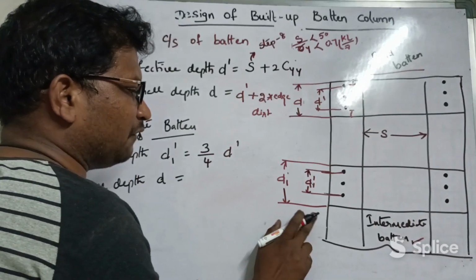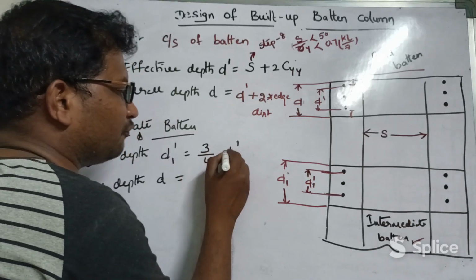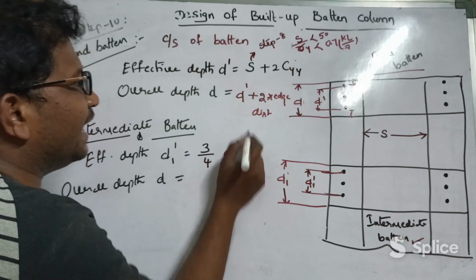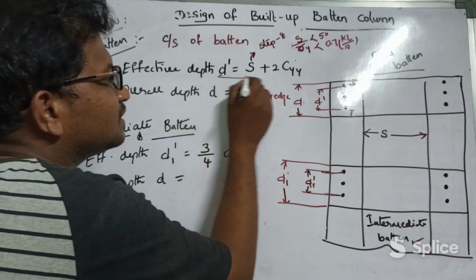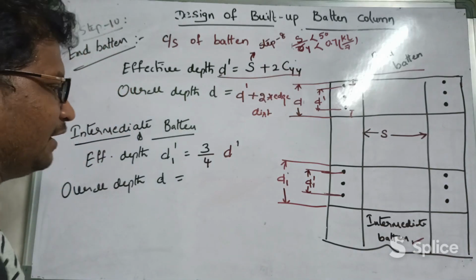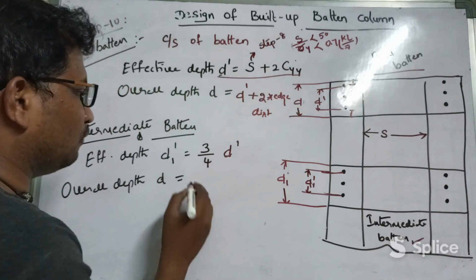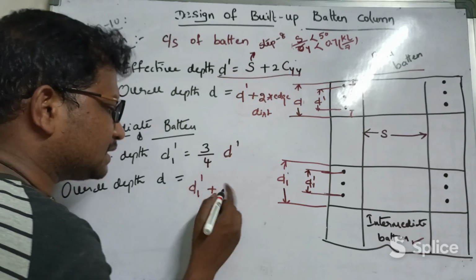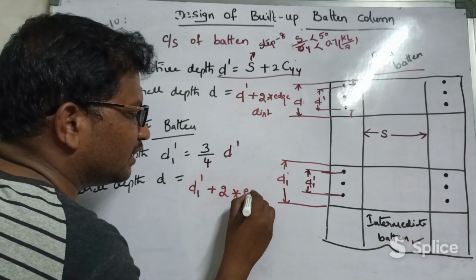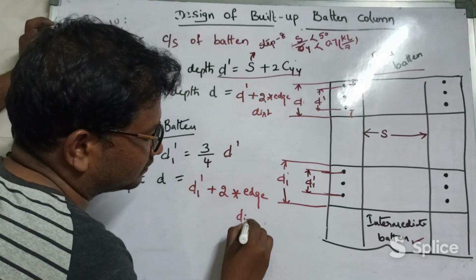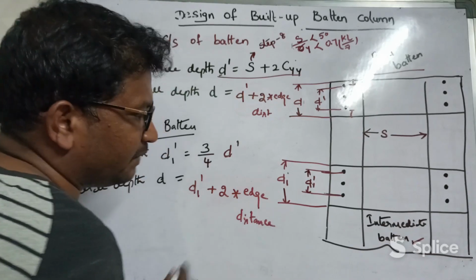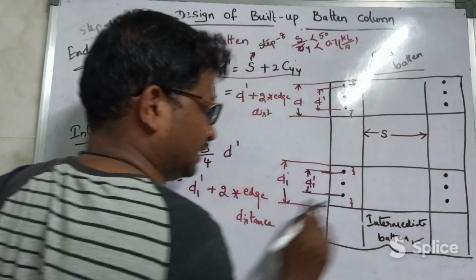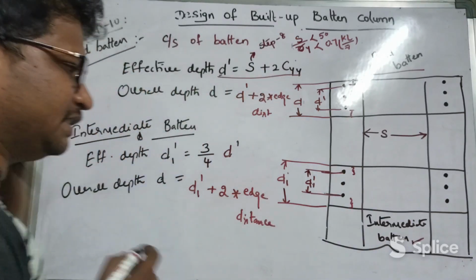Similarly, effective depth of intermediate batten is 3/4 of effective depth of end batten, 3/4 into D dash. 3/4 into D dash is this one, S plus 2 CYY. Next, overall depth is equal to D1 dash, this value, plus 2 into edge distance. 2 into edge distance means D1 dash plus this is one edge distance, this is another edge distance. D1 dash plus 2 into edge distance.